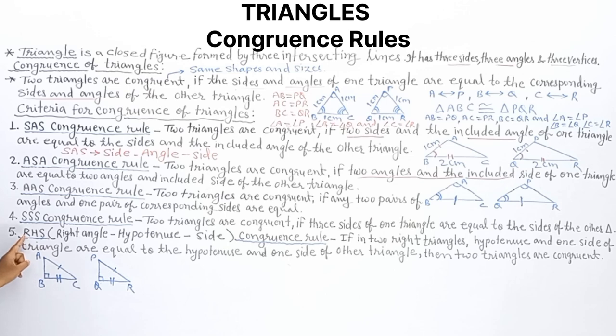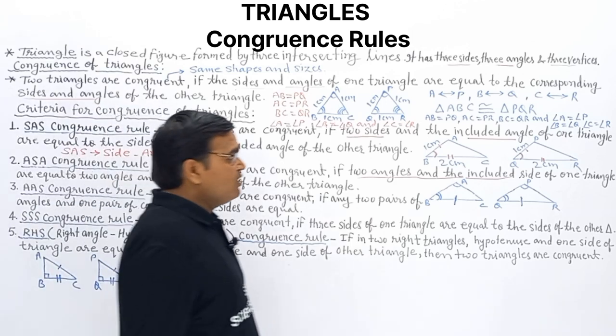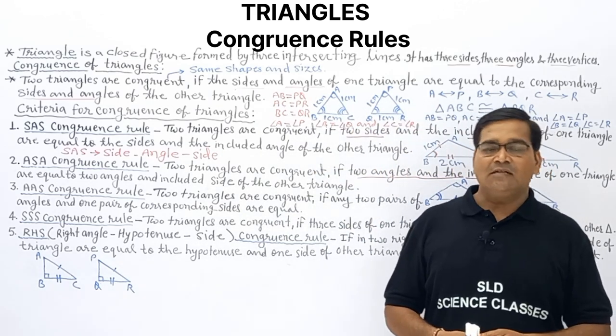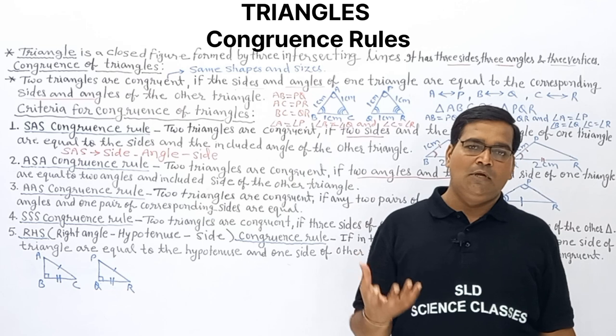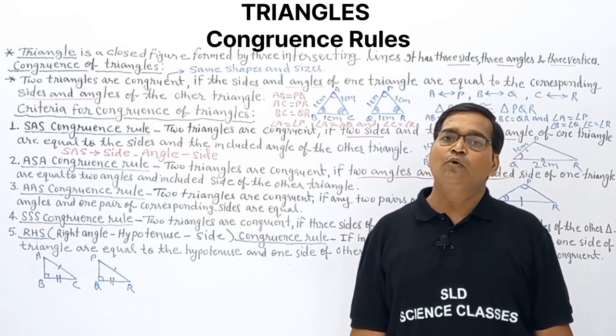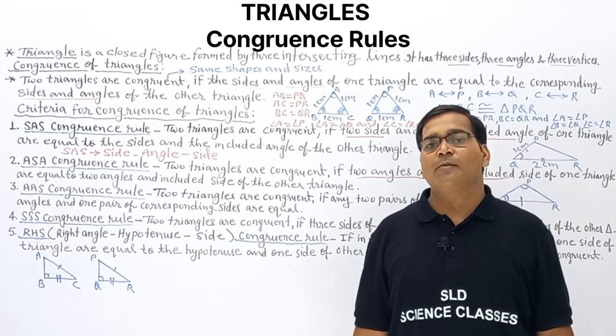Now RHS: in two right triangles, if the hypotenuse and one side of these triangles are equal, then we can say RHS congruence rule. So this was all about the introduction of triangles, in which we studied the congruence of triangles and different congruence rules. I hope you understand this topic. That's all about this class. Thank you so much.